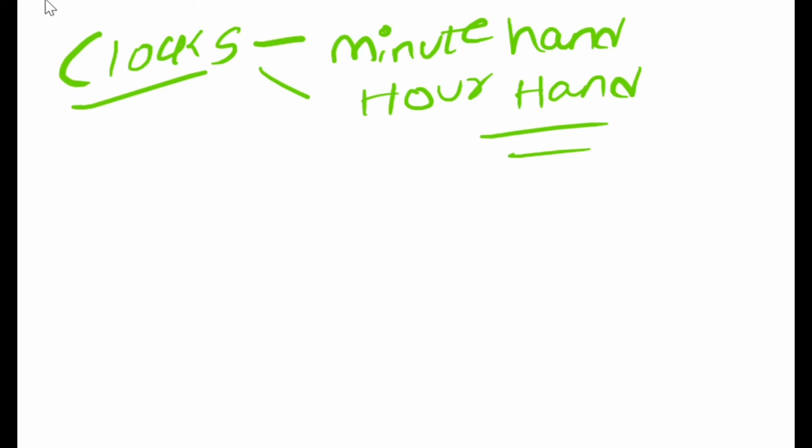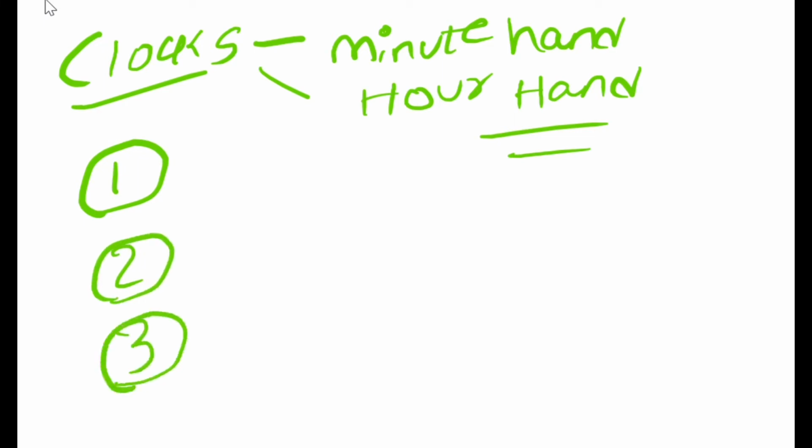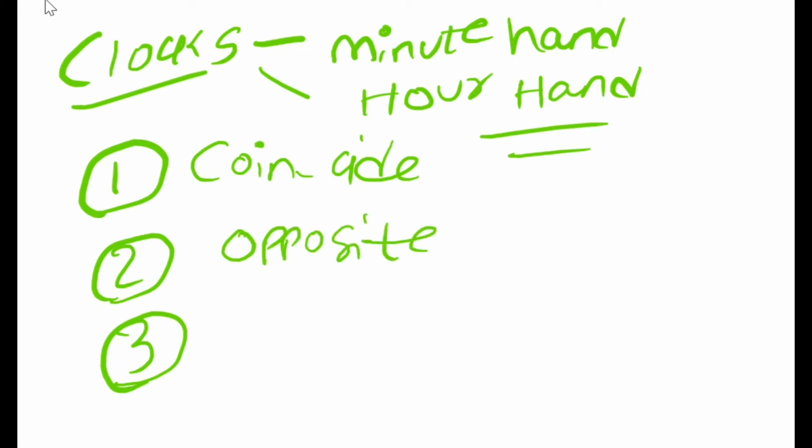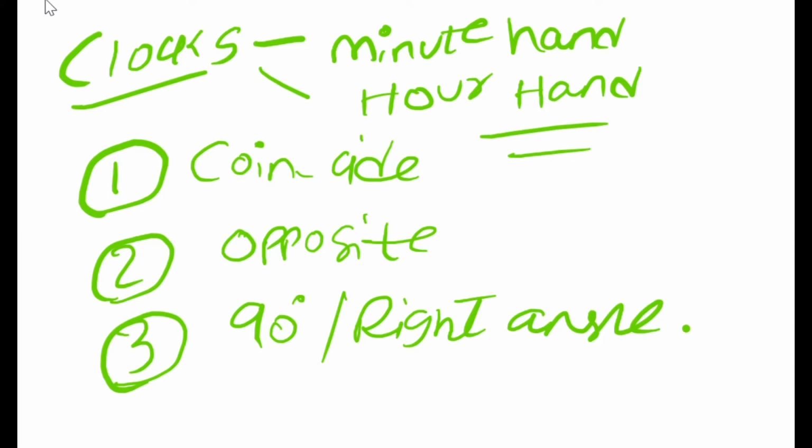Let's see carefully. As I said earlier, there are three cases. If you remember these three cases, it is more than enough to answer anything. The first condition is the coincide condition. The next one is opposite. The next one is forming 90 degrees, which means a right angle. These are the three cases we usually have.